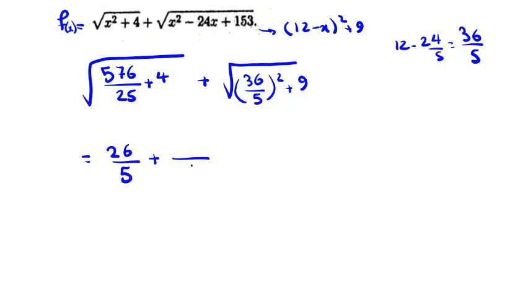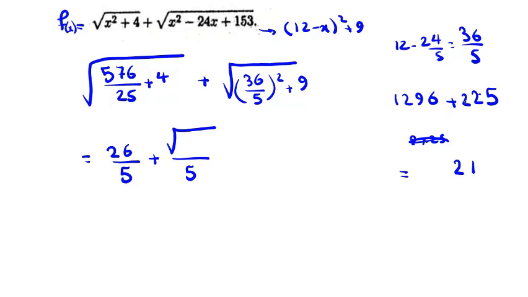And for this one, you say, okay, 5 square root of 36 squared. 36 squared is 1296. If we calculate, plus 9 times 25, 9 times 25 will be 225. So if we add up these two numbers, we have 1521.